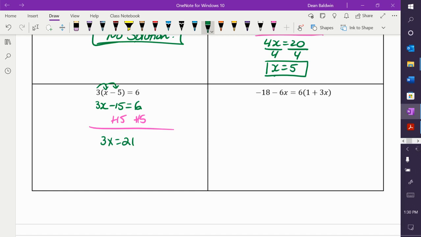Okay, Finn. What's the final step? Divide? Divide by? 3. Just 3, because you want the x by itself. Correct. You'll get it someday. X is equal to 7. Okay. Final one, peoples.